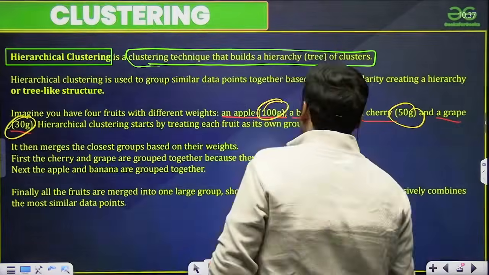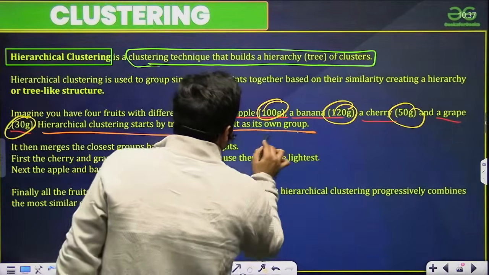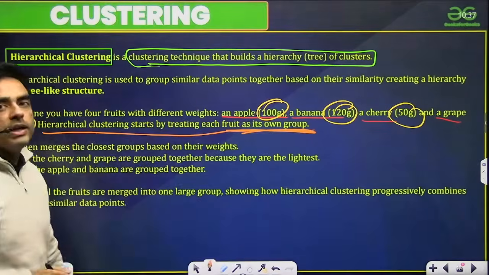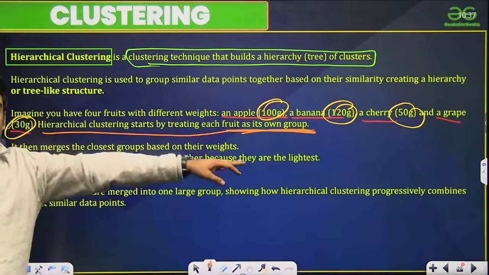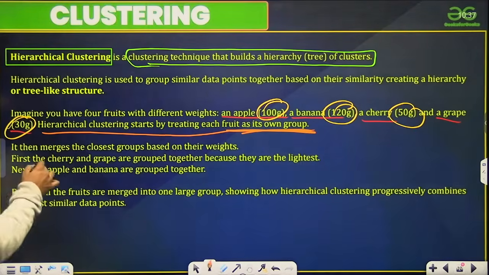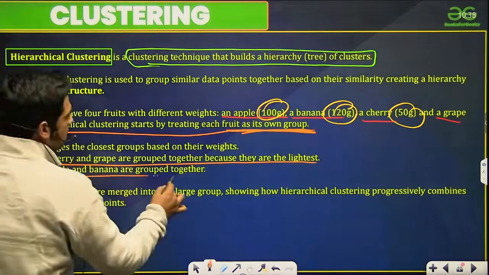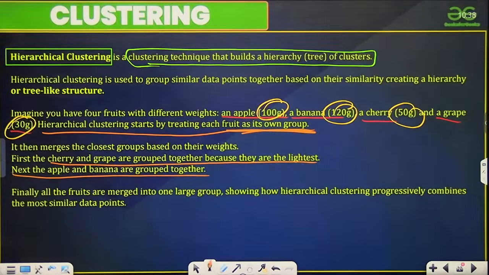अब देखेंगे यहाँ पर डेफिनेशन एक बार देख लेते हैं. तो हायरार्किकल क्लस्टरिंग स्टार्ट्स बाय ट्रीटिंग ईच फ्रूट एज इट्स ओन ग्रुप. ओके, वेरी इंपॉर्टेंट. It then merges the closest groups based on their weights. Okay, and first the cherry and grape are grouped together because they are the lightest. Next the apple and banana would be grouped together because they are heavier in weight, है ना.